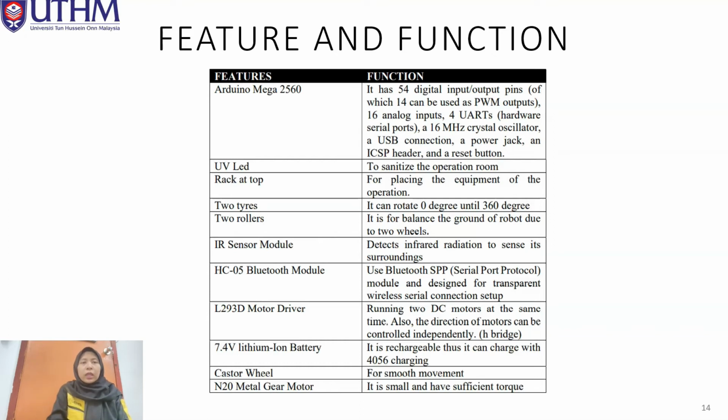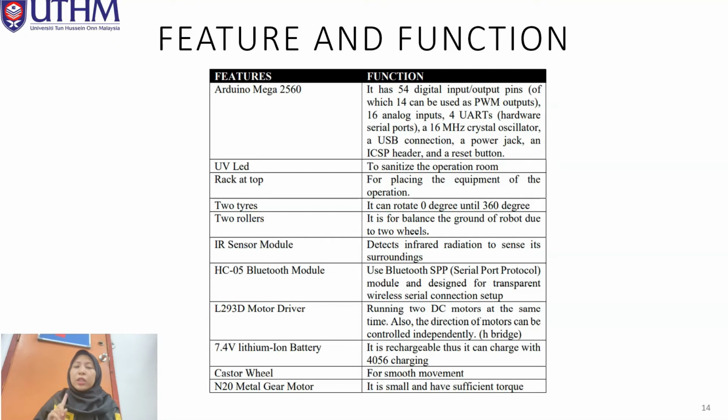Next is the UV LED. The UV LED is used to sanitize the operation room, and there is a rack at the top for placing the equipment for the operation. The two tires can rotate from 0 degrees to 360 degrees. Two rollers balance the robot on the ground due to having two wheels. The IR sensor module detects infrared radiation to sense its surroundings, and the HC05 Bluetooth module uses Bluetooth SPP.